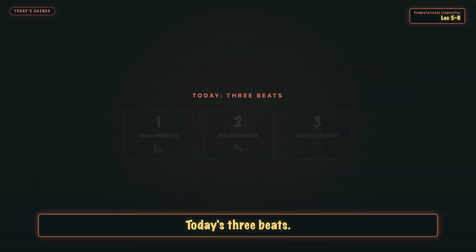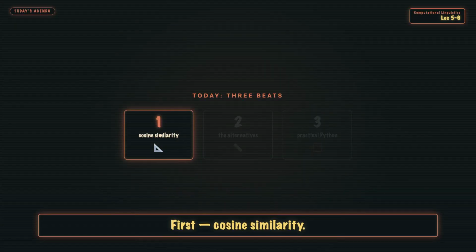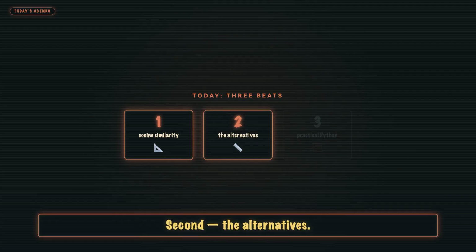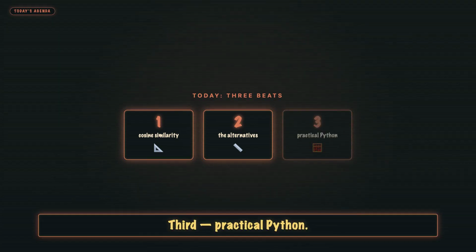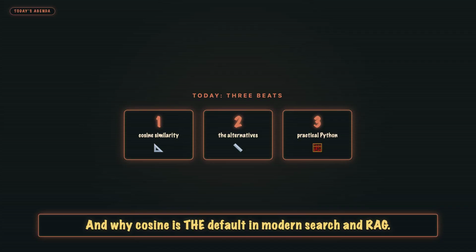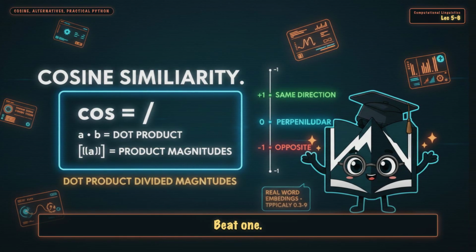Today's 3 beats. First, cosine similarity. The formula, the geometry, and why ignoring vector length is a feature, not a bug. Second, the alternatives. Euclidean, Jaccard, dot product, when each one is the right tool, and why cosine wins by default. Third, practical Python. The 5 lines, where you actually use them, and why cosine is the default in modern search and RAG.